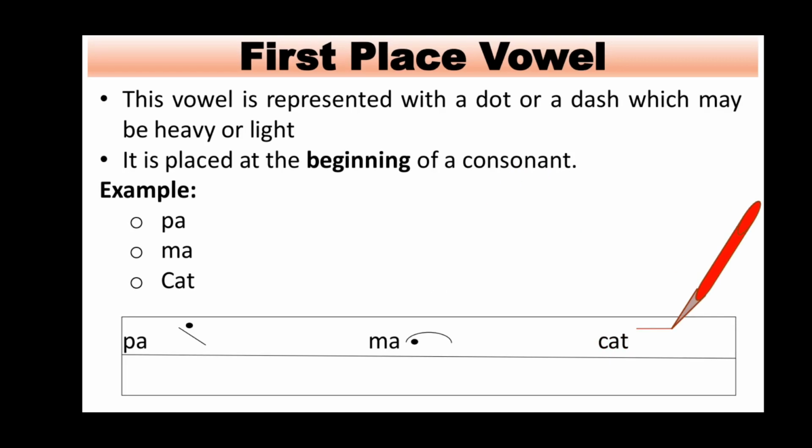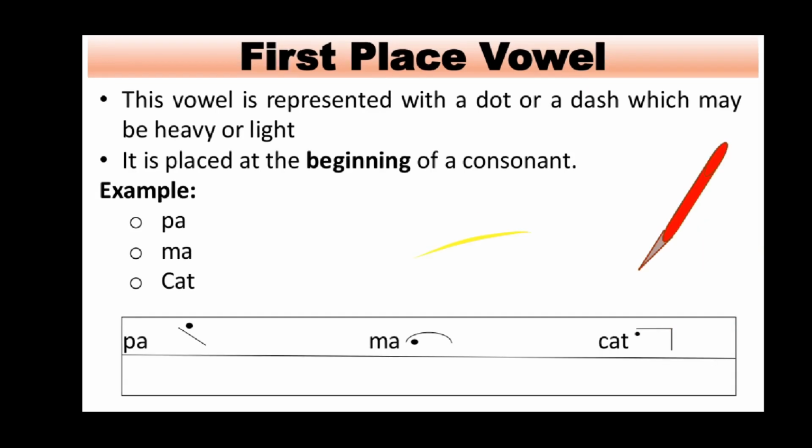K. Remember, joining of consonants. When we draw a K, without lifting the pen, we proceed by drilling the T. That is K, T. Then we place our vowel, which comes after the K, at the first place. That is cat.